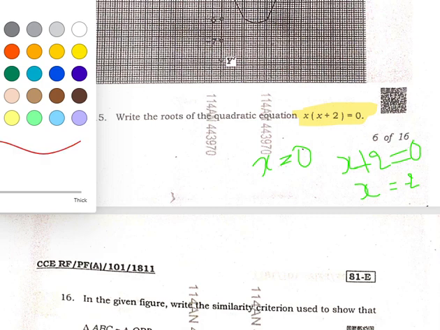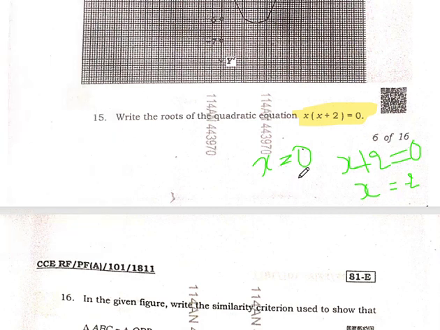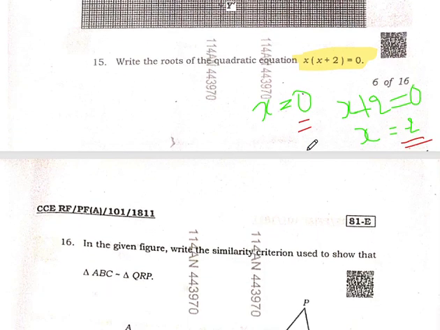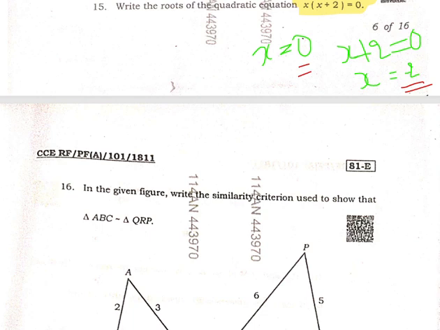One is x equals 0 and the other is x equals minus 2. These two are the solutions, the roots of the equation. The x values you got are 0 and minus 2. It's a very simple question. Just equate to 0 and write the values of x.